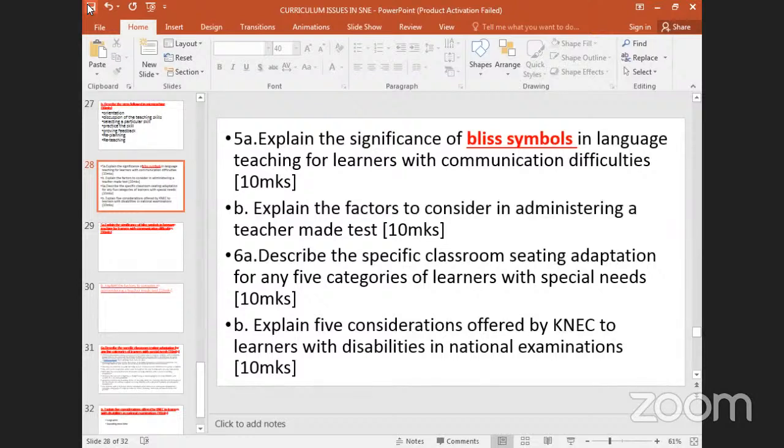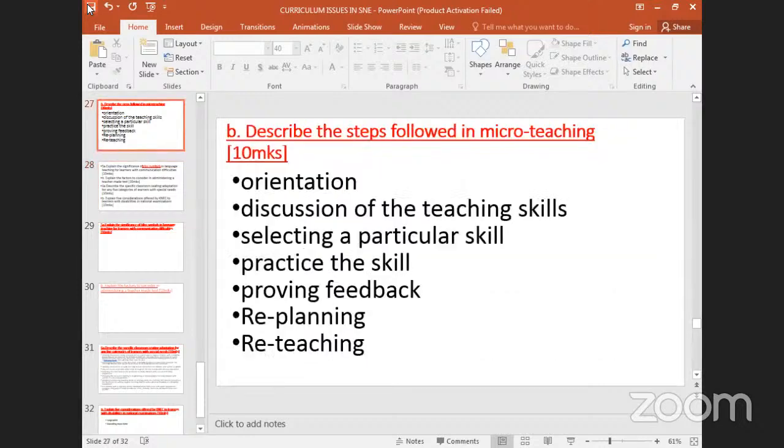Pascal, kindly allow me to take you back. May you briefly talk about orientation and the steps followed in micro teaching? All right, on orientation.